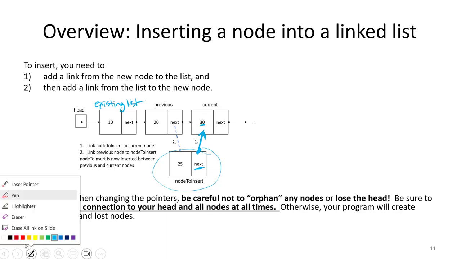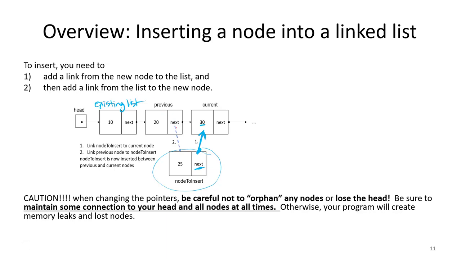Then notice the second step. Then we add a connection. So instead of making this next pointer point to the node containing 30, we instead change the next pointer to point at our new node. Notice that the order of these steps matters.